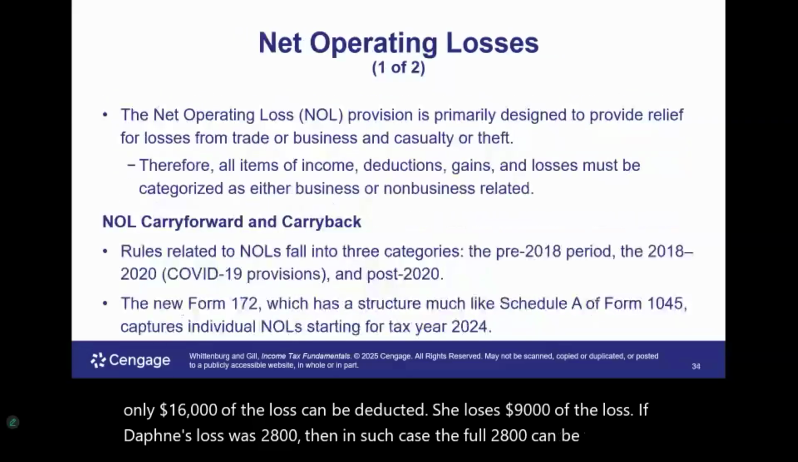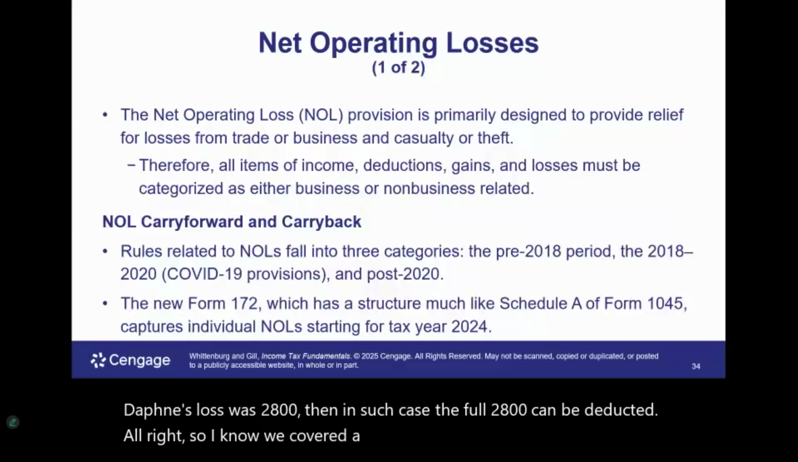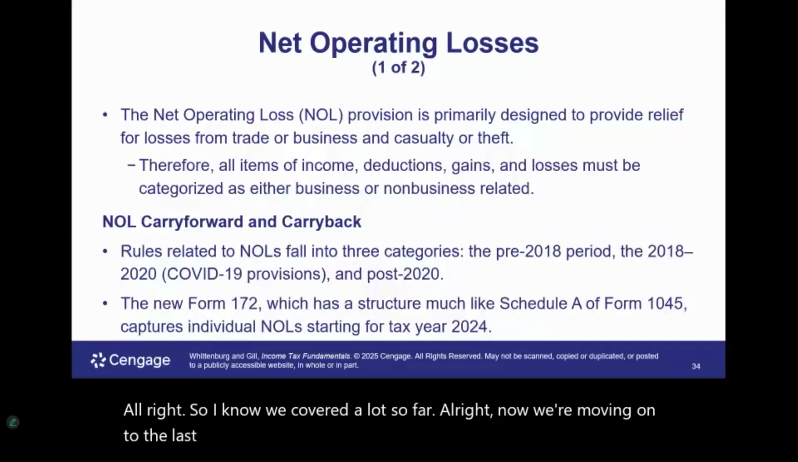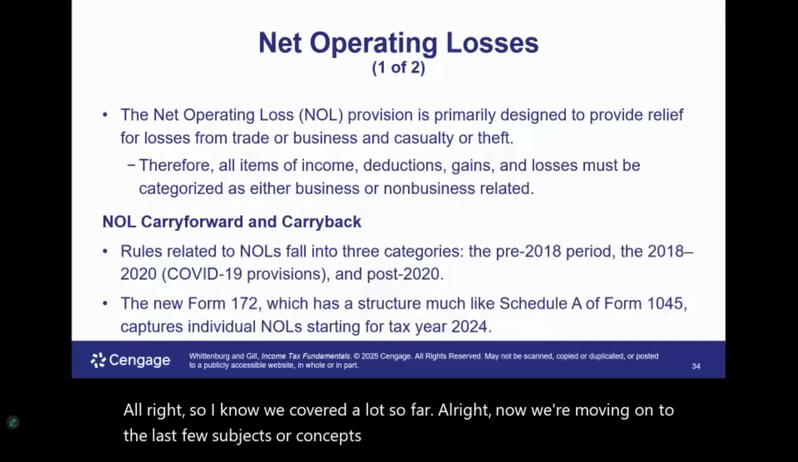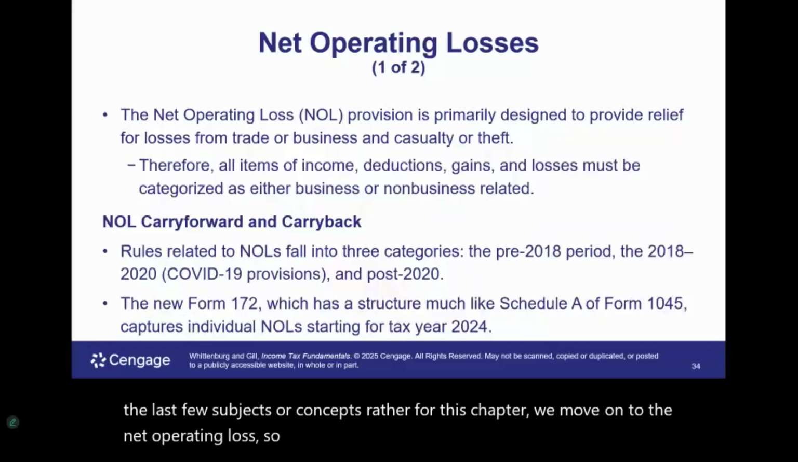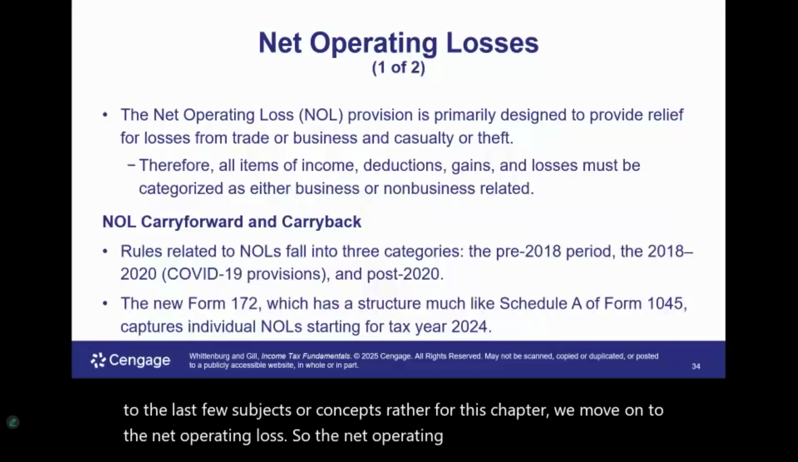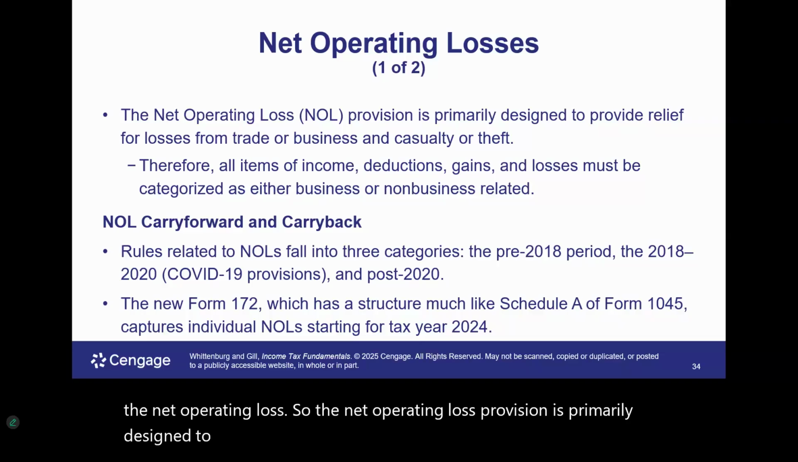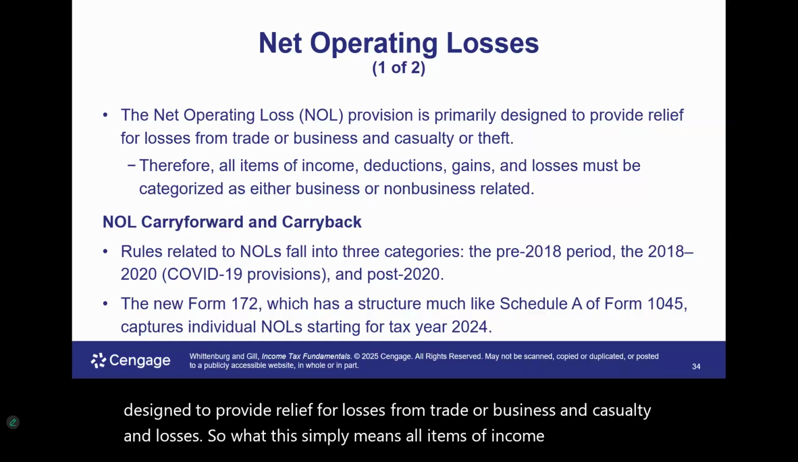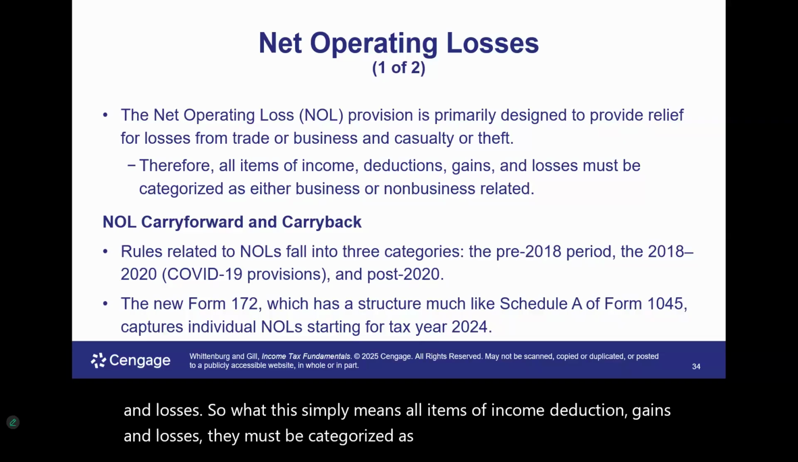All right, so I know we covered a lot so far. Now we're moving on to the last few concepts for this chapter. We move on to the net operating loss. So the net operating loss provision is primarily designed to provide relief for losses from trade or business and casualty losses. So what this simply means is all items of income, deduction, gains, and losses must be categorized as either business or non-business related.